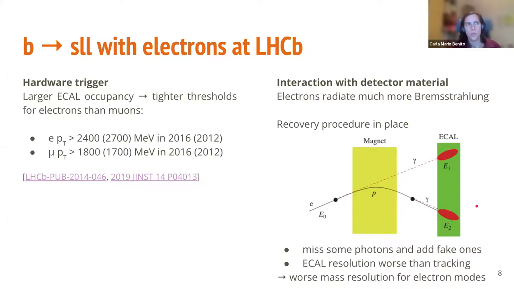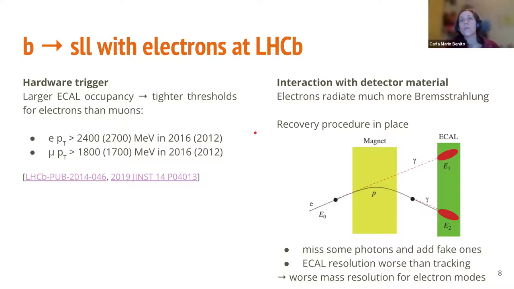Okay, why do we actually need to do this? Well, this is basically because electrons and muons are very different at LHCb. And there are mainly two reasons for this. On one hand, we have the response of the hardware trigger. The problem is that at the LHC, the calorimeter occupancy is very large in these proton-proton collisions. So we basically need to require quite tight thresholds in the trigger to reconstruct them. Well, this is not the case for muons. To give you an example, you can see here the thresholds we used in this hardware trigger for electrons and muons in 2016 and 2012. And you can see that they are really different. So this is basically much more efficient selecting the muon mode than the electron one.